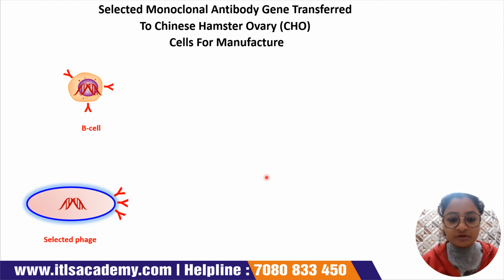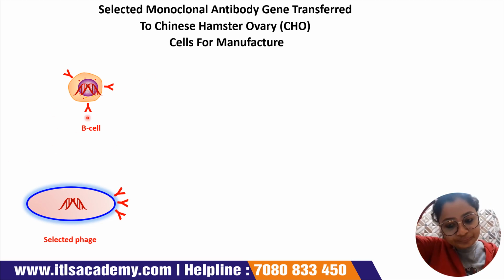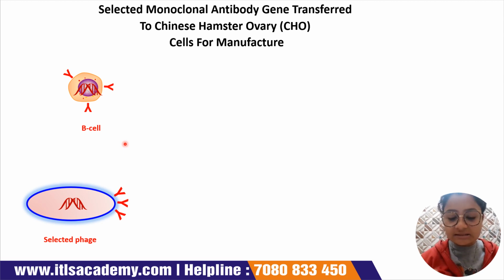Now in this diagram we can see the selected monoclonal antibody gene, which needs to be transferred to the Chinese hamster ovary cells for manufacturing. This is the B cell over here. The B cell has a gene of its own and receptors on the surface which will bind to the particular epitope of the antigen. And over here we have the selected phage. The phage means a bacteriophage, a virus which can easily infect a bacterial cell.